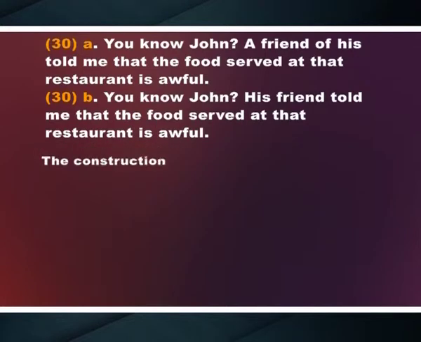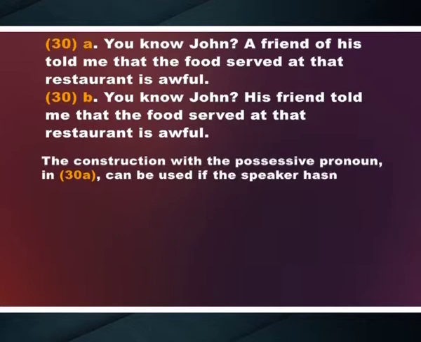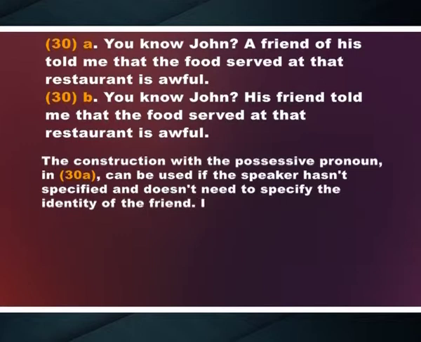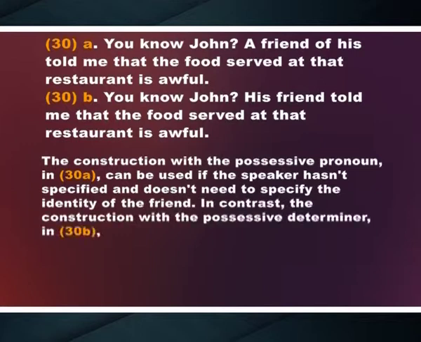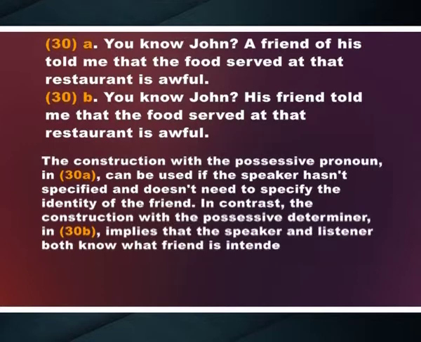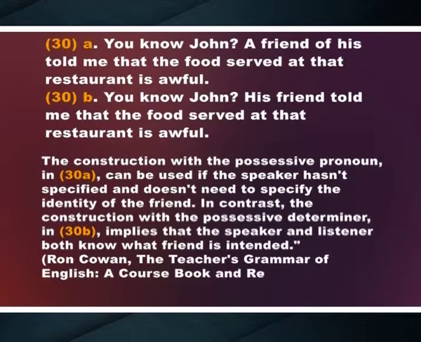The construction with the possessive pronoun in 30A can be used if the speaker hasn't specified and doesn't need to specify the identity of the friend. In contrast, the construction with the possessive determiner in 30B implies that the speaker and listener both know what friend is intended. Ron Cowan, The Teacher's Grammar of English, a course book and reference guide, Cambridge University Press 2008.